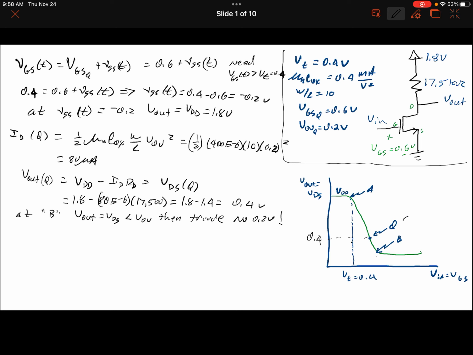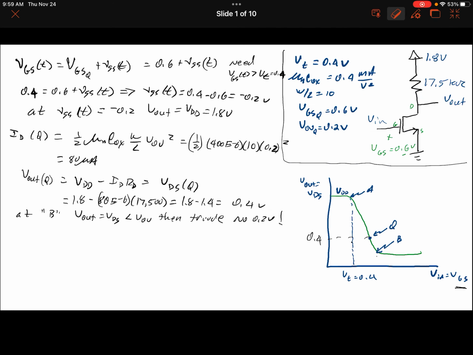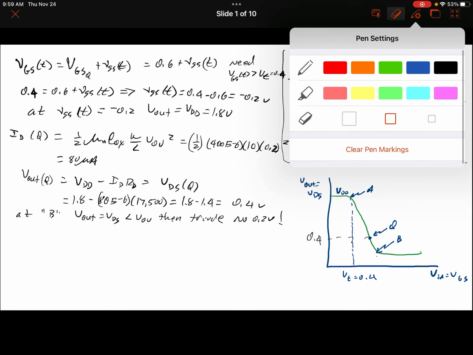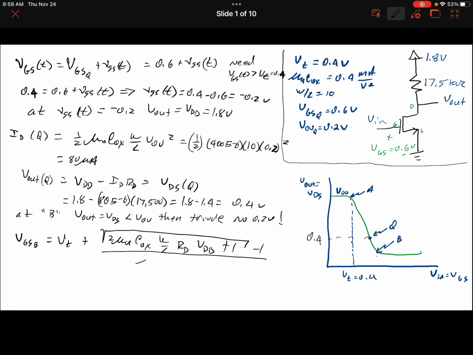That's the V overdrive at point Q. We have a different V overdrive here because V overdrive is VGS minus VT, and we need to find that at the Q point. There's a miserable little formula in the text that you can use to find that. You can find it by iteration, but the book says VGS at point B is VT plus 2 mu n Cox W over L times RD times VDD plus 1, that's all in a square root, minus 1, all over, not all, but that part over mu n Cox W over L times RD.